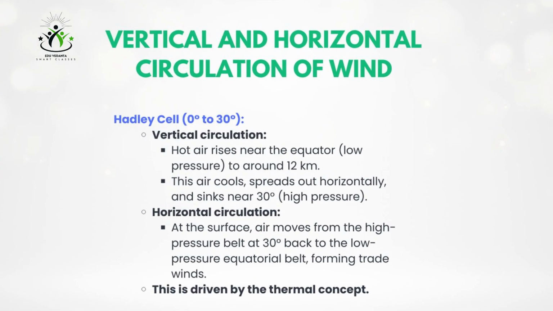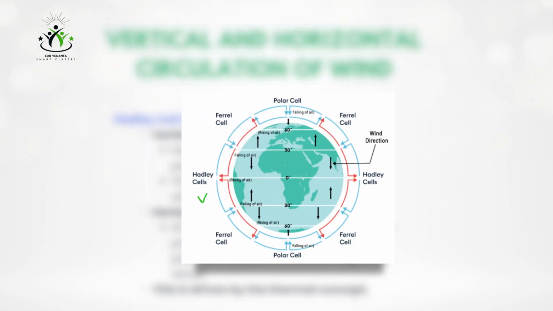Hadley cell, 0 degrees to 30 degrees. At the equator, hot air rises up to 12 kilometers, forming a low-pressure zone. As the air cools at higher altitudes, it moves towards 30 degrees, where it sinks, creating a high-pressure zone. On the surface, air flows back from 30 degrees to the equator, forming the trade winds. This circulation is primarily driven by the thermal concept.